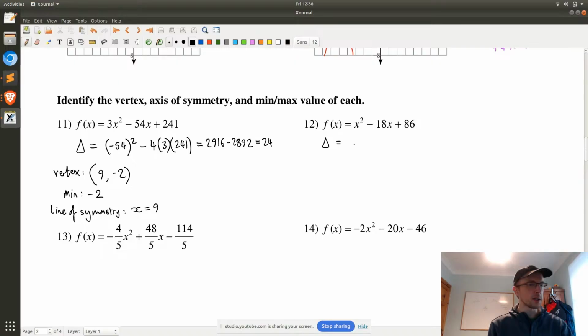Okay, so the discriminant delta, b squared minus 4ac, so that's negative 18 squared minus 4 times 1 times 86. 324. What's negative 4 times 86? Negative 344. The discriminant is negative. That means that it has no real roots. Negative 20.